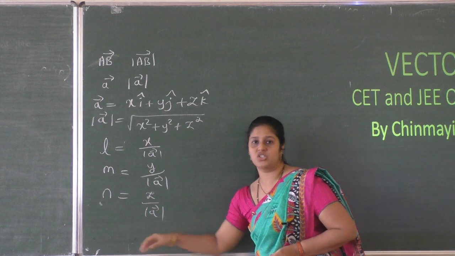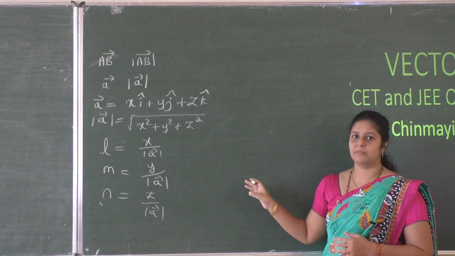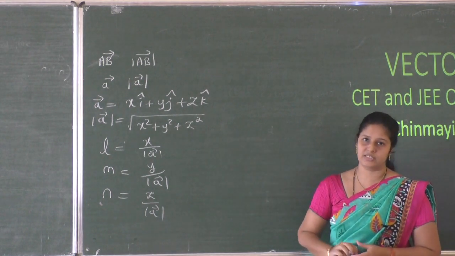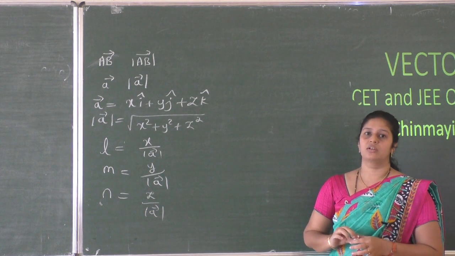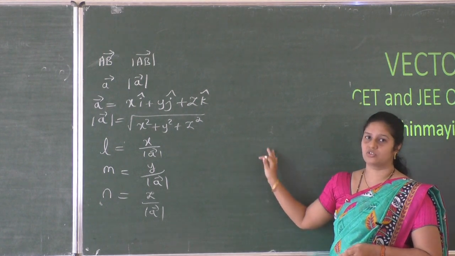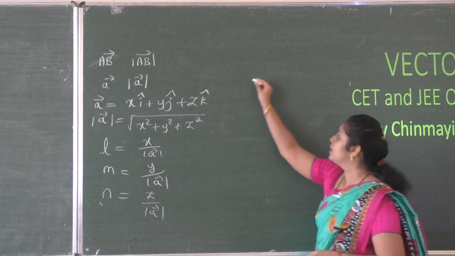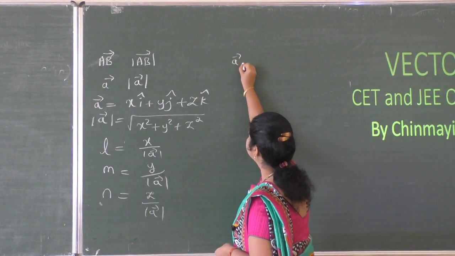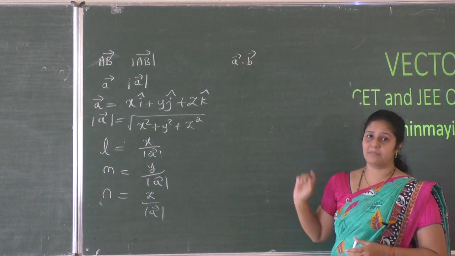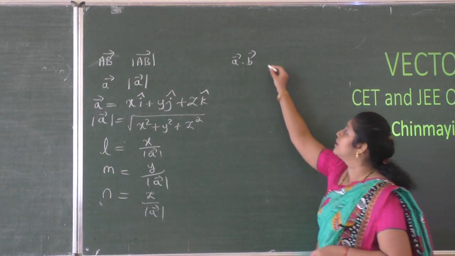So addition and subtraction we can do easily, because as with real numbers, the operations that hold for real numbers hold for vectors also, like closure property, commutative property, associative property, inverse. Those are all properties that hold under addition. Now multiplication: we can multiply in two ways, one is the dot product and the other is the cross product.